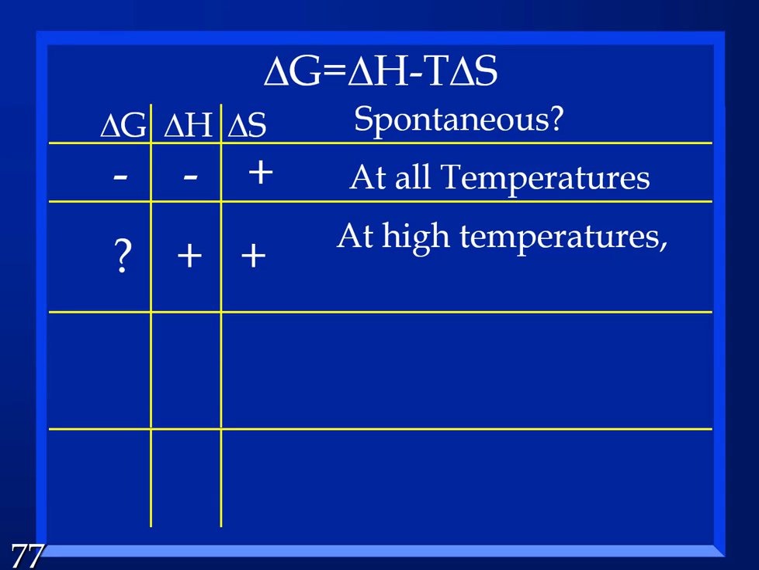this will happen. This is ice melting. We have to put heat in to melt ice, positive delta H, but we're going from solid to liquid, positive delta S, and if the temperature is high enough, ice will melt. If the temperature is not high enough, the ice won't melt. We call these reactions entropy driven, because the thing that's in favor of it happening is the entropy.